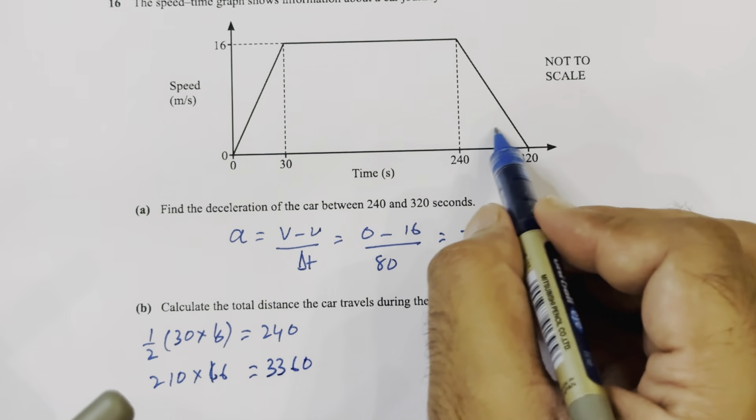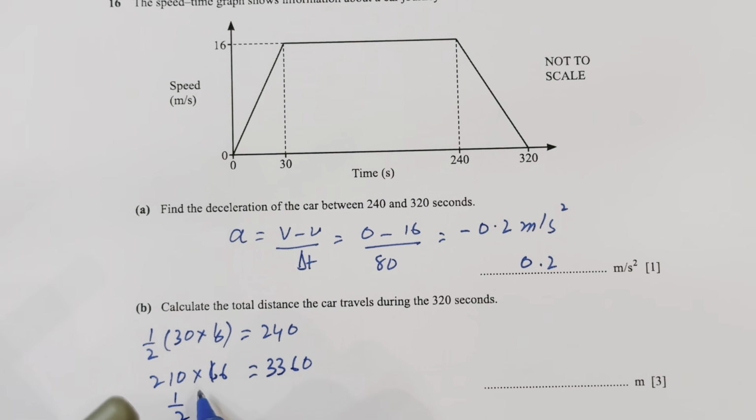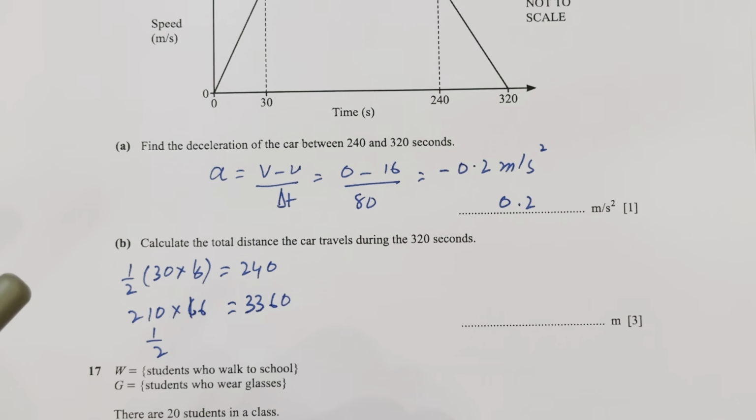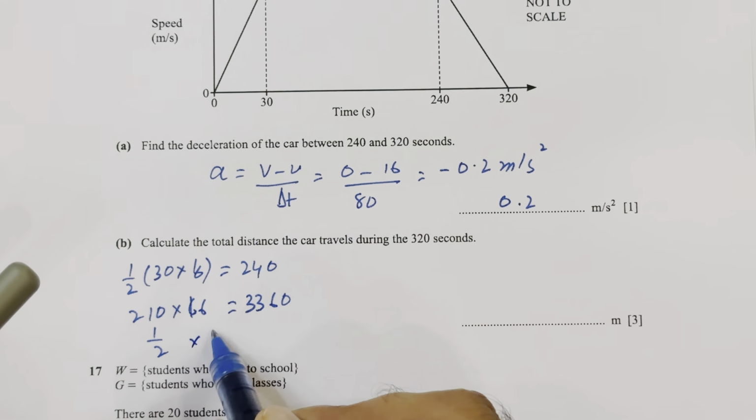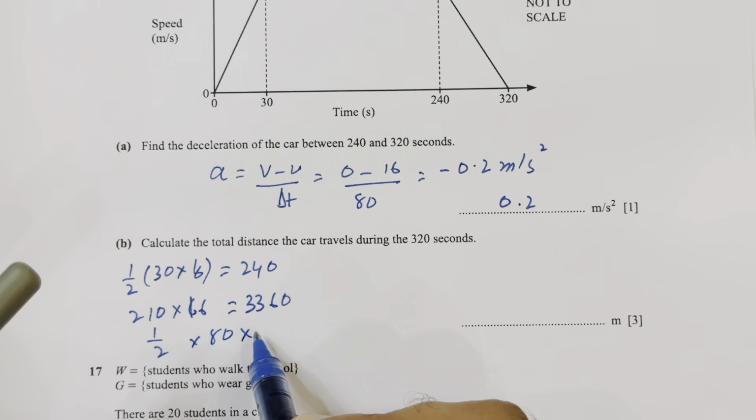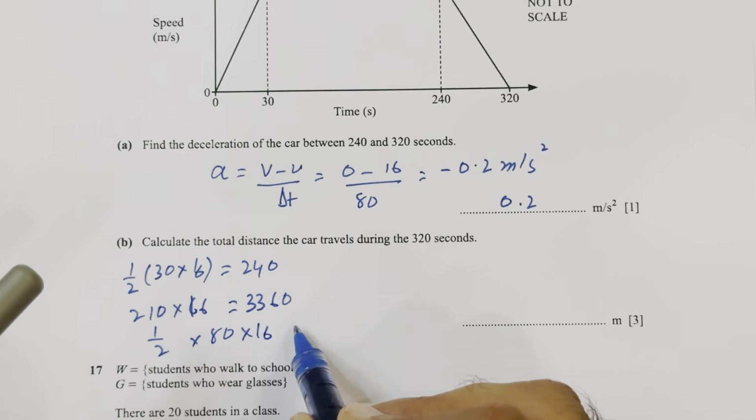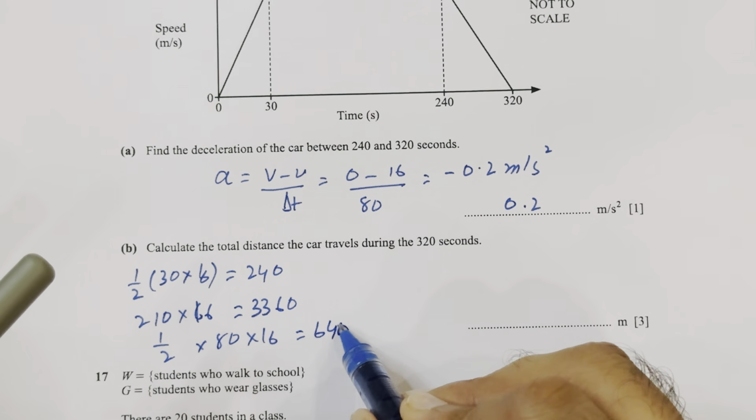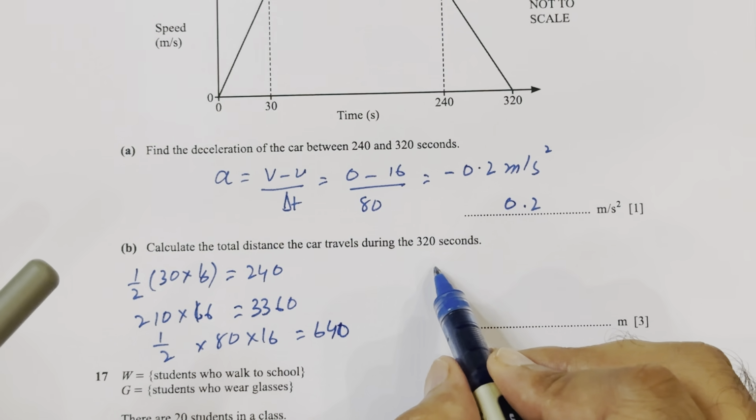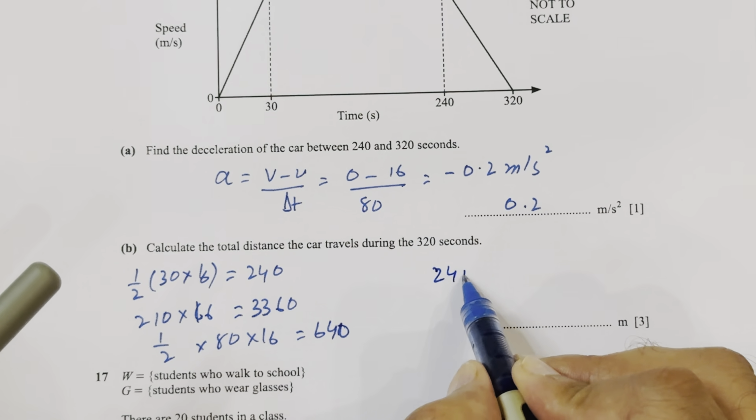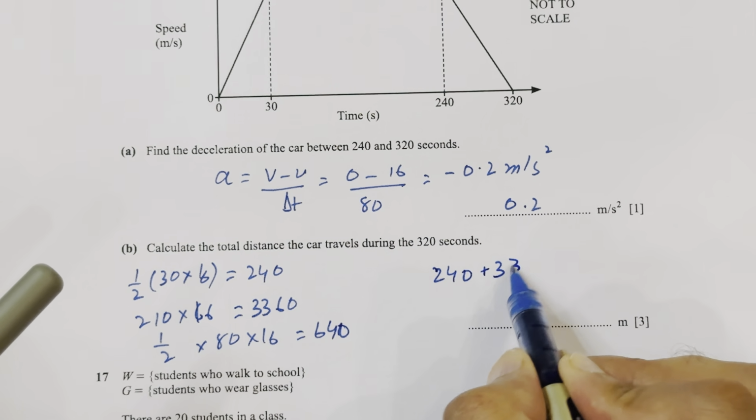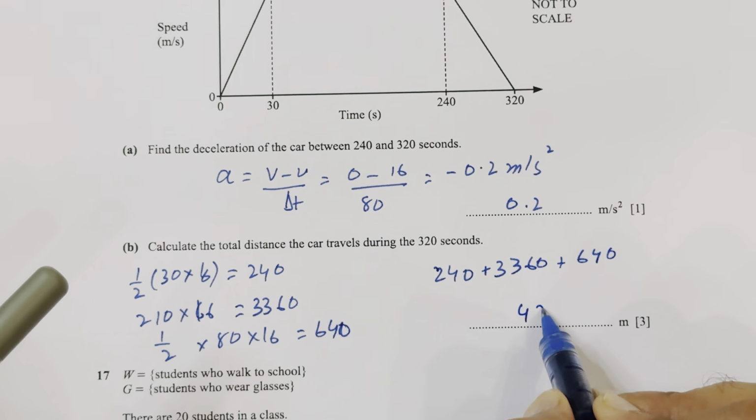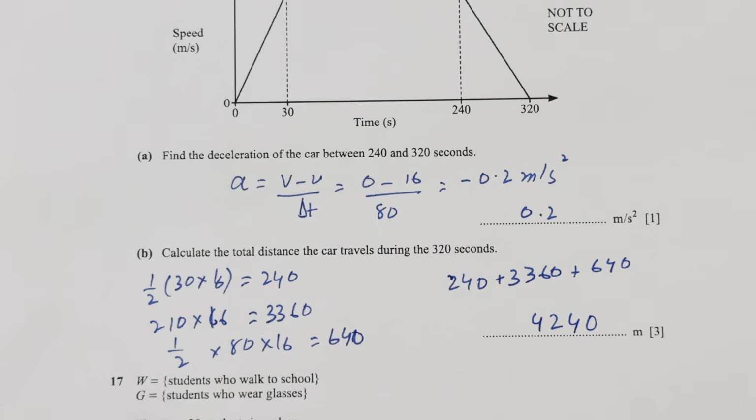So you get the answer 3360. Then this triangle has an area of 1 over 2 multiplied by 80 multiplied by 16. You get the value, that is equal to 640. After adding those three values, 240 plus 3360 plus 640, you get the value that is equal to 4240 meters.